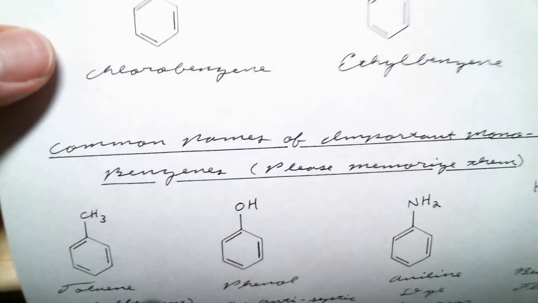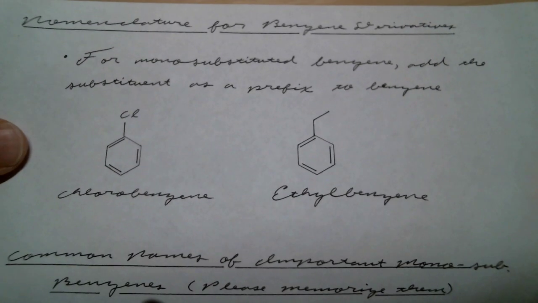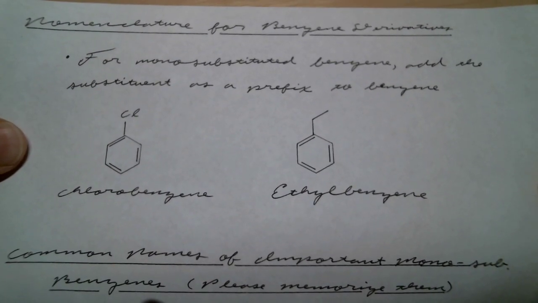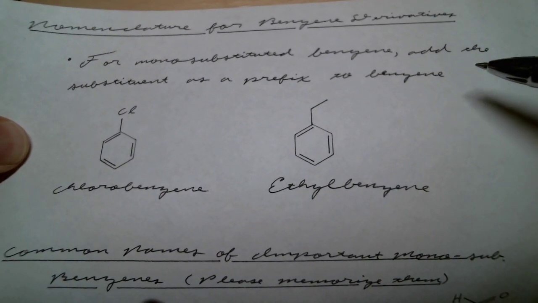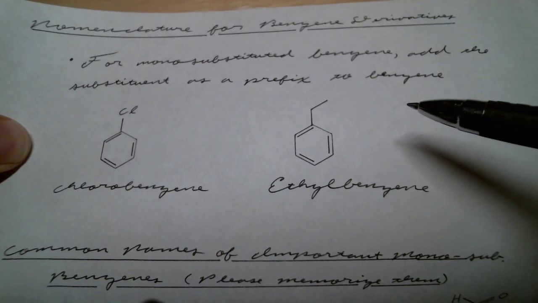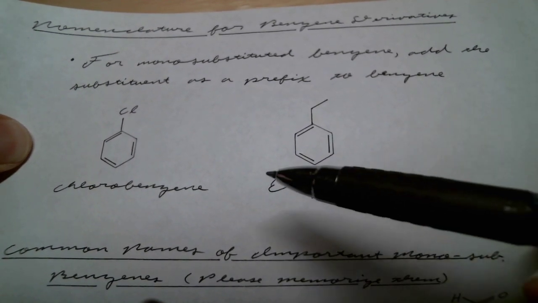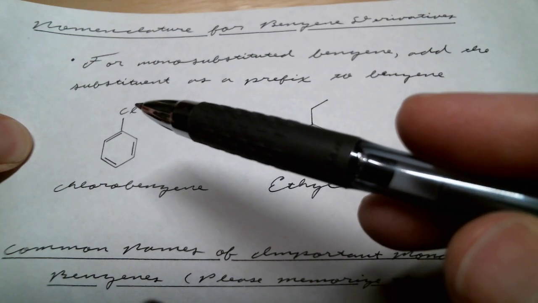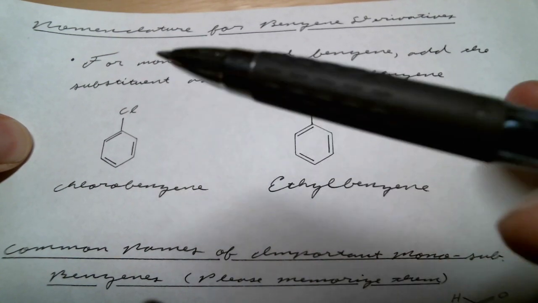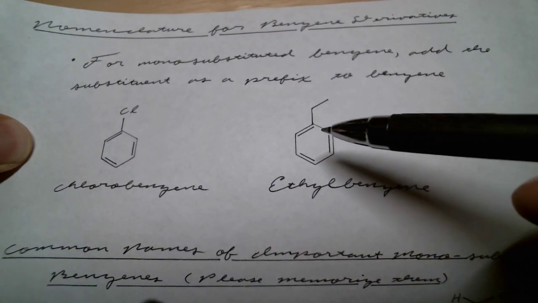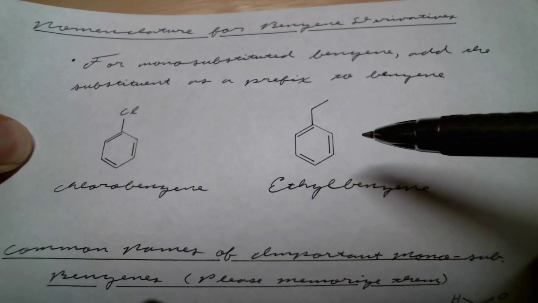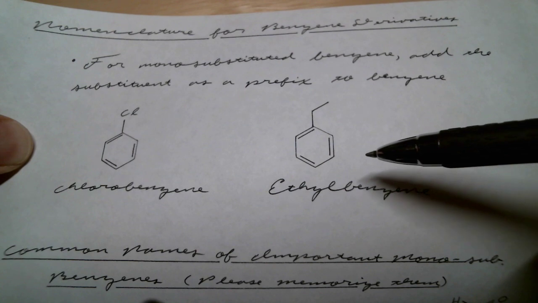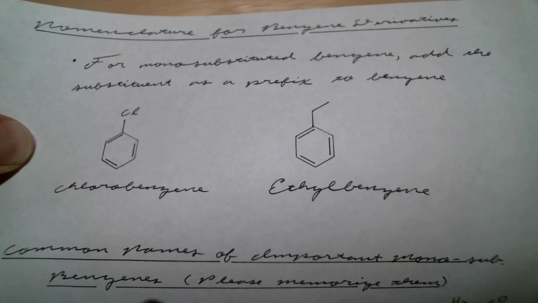So, continuing forward, let's look at nomenclature for benzene derivatives. For monosubstituted benzene, we add the substituent as a prefix to benzene. So, for example, here we have chlorobenzene. So we've substituted one of the 6 hydrogens for a chlorine atom. Here we have ethylbenzene. This is a great standard that's used in the calibration of NMR instruments.